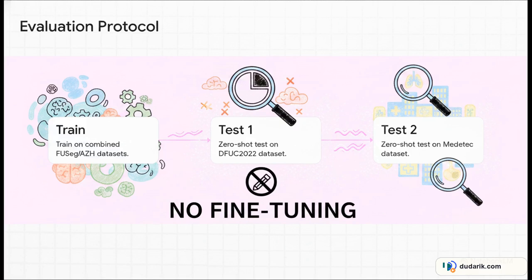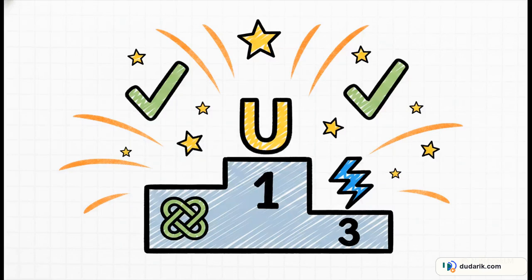Step 3. Test them zero-shot again on another external dataset, Metatech. And crucially, no fine-tuning was allowed at all. This was a raw test of adaptability in an unknown clinical setting. But before we see how they did in the wild, let's look at their lab scores. On the in-domain test, meaning data from the exact same sources they were trained on, all 3 crushed it. They scored between 0.80 and 0.83 on the DICE score, which is a standard segmentation accuracy metric.